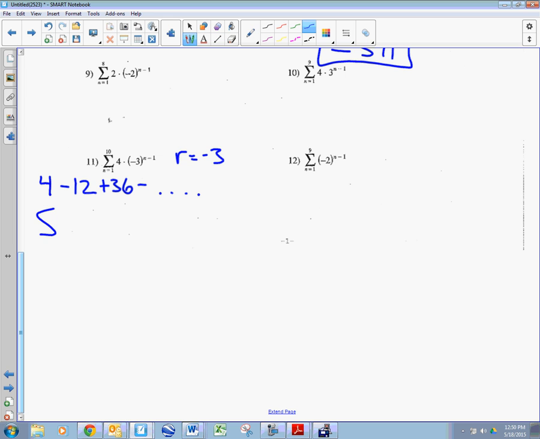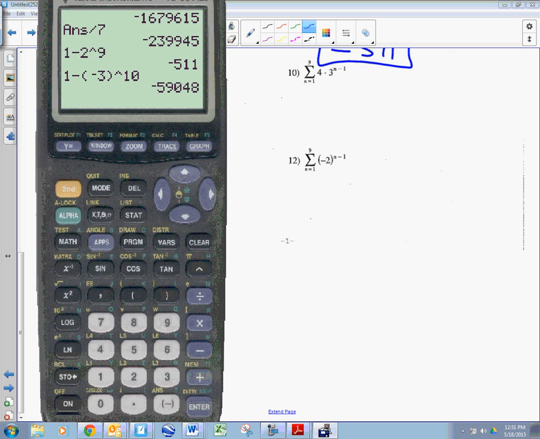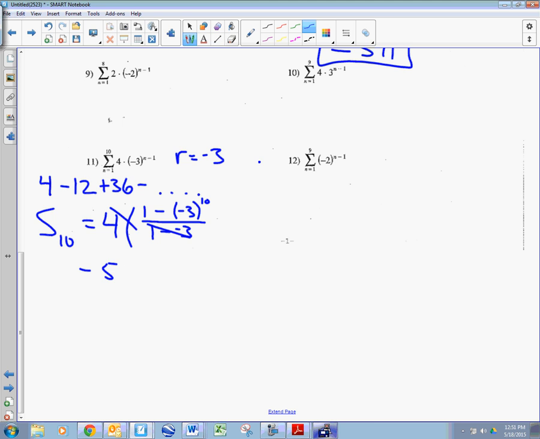So the sum of how many terms? 10 is equal to the first term, 4, times 1 minus the quantity negative 3 to the 10th, divided by 1 minus negative 3. 1 minus negative 3 and 4 will cancel, won't they? So you just end up with 1 minus negative 3 to the 10th. 59,048. Okay, flip it over.